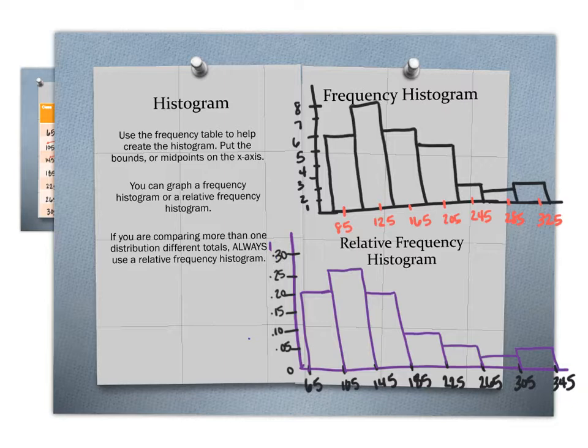Notice both the shapes of these histograms are exactly the same. And the only difference is the scale that you're measuring on. We use a relative frequency histogram when we want to compare. So relative frequency is used to compare different distributions.